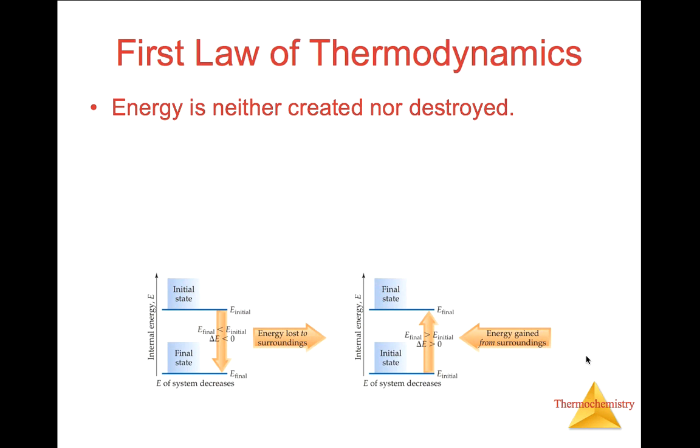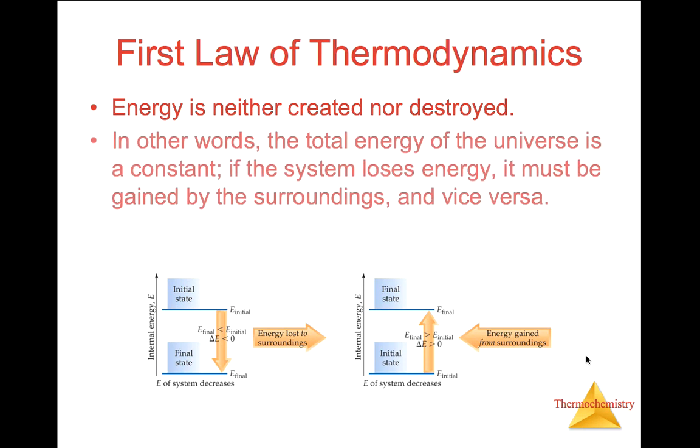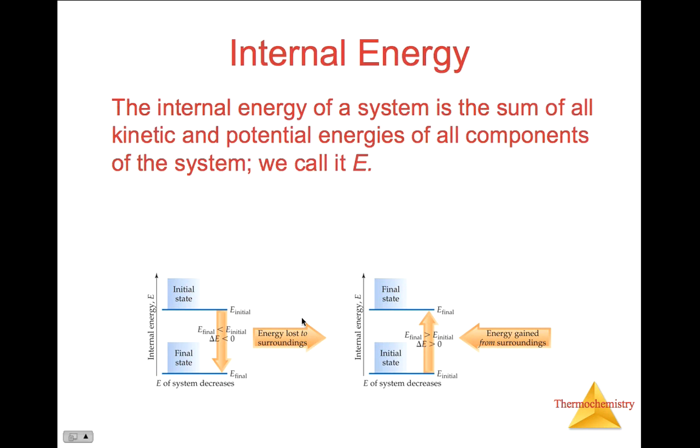Thermodynamics, or the energy that we're talking about, whether it be heat energy, work energy, or potential or kinetic energy, is governed by what's called the first law of thermodynamics. This says that energy is neither created nor destroyed. In other words, the total energy of the universe is constant. If the system loses energy, it must be gained by the surroundings, and vice versa. There are some diagrams right here at the bottom that we'll spend a lot of time talking about. These are called energy diagrams, and the next slide goes into more detail with those.